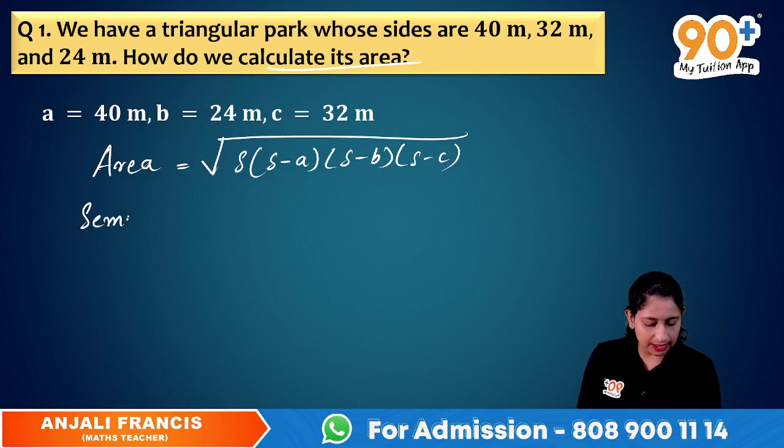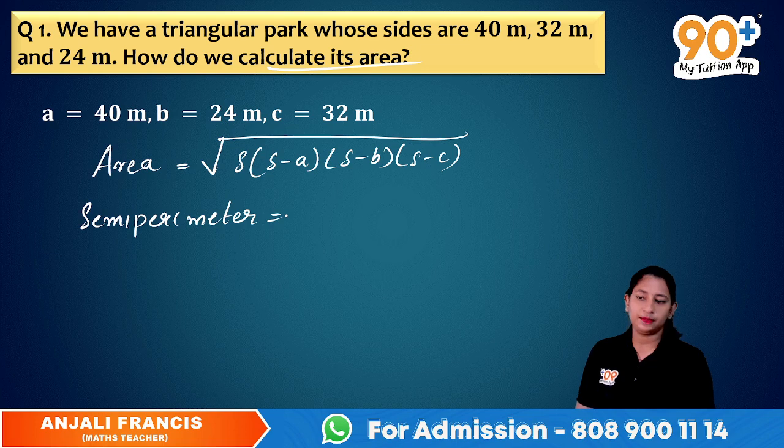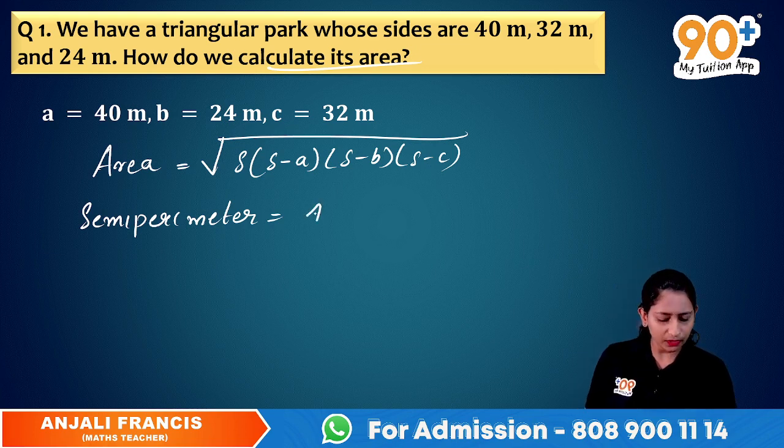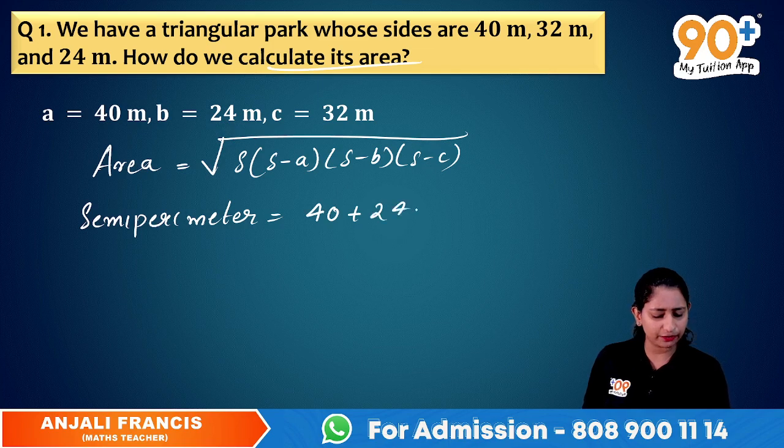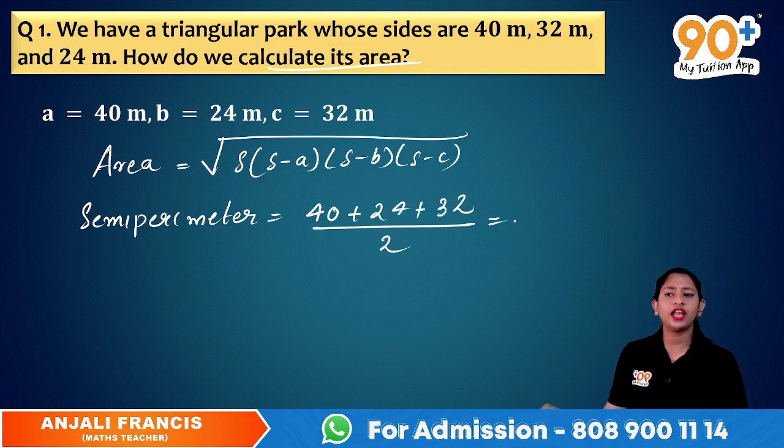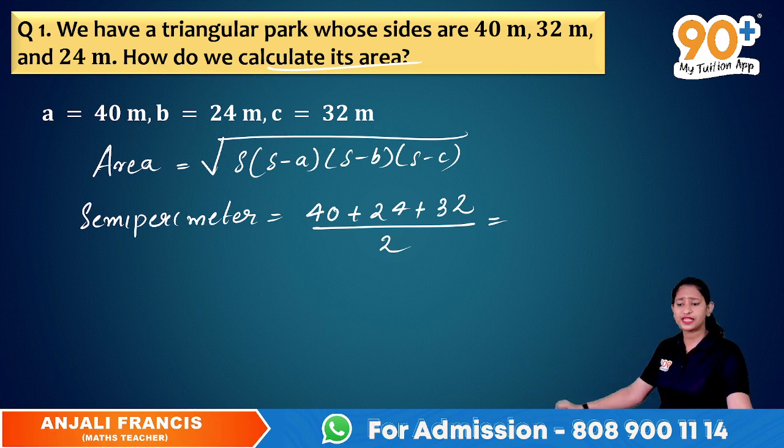To find the semi perimeter, first we should find the perimeter. So here 40 plus 24 plus 32, whole divided by 2. What is the value of 40 plus 24 plus 32?